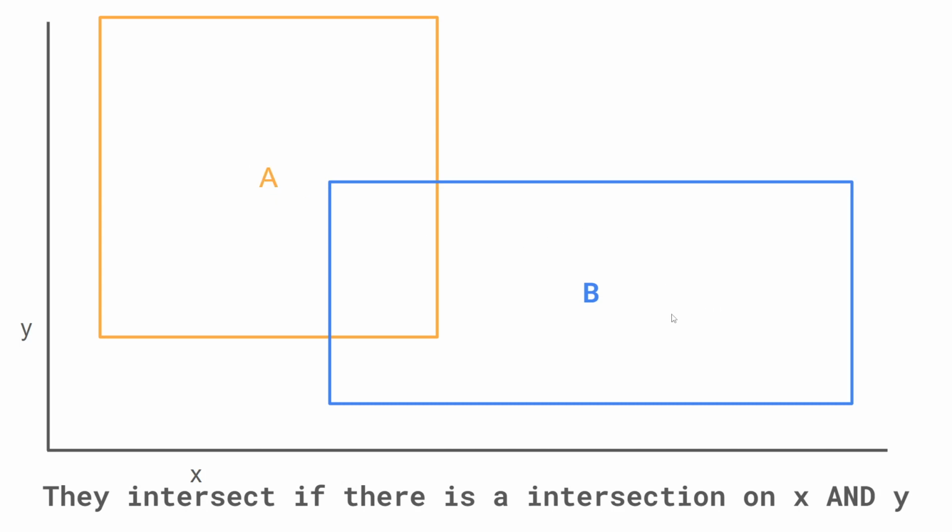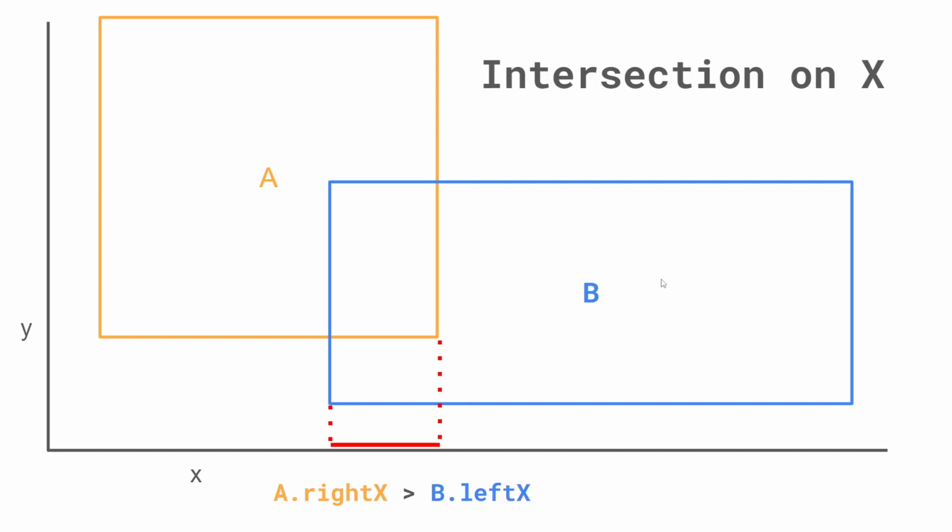Also, these are not just shapes; these are our bounding boxes. All right. So these rectangles will always be oriented in this way. Okay, let us look at the x-axis first. You can see our rightmost point for the bounding box A is greater than the leftmost point of the bounding box B, okay? And if it is so, then you can see there's an intersection or a collision.